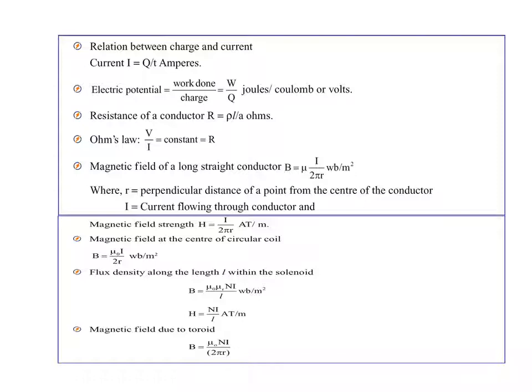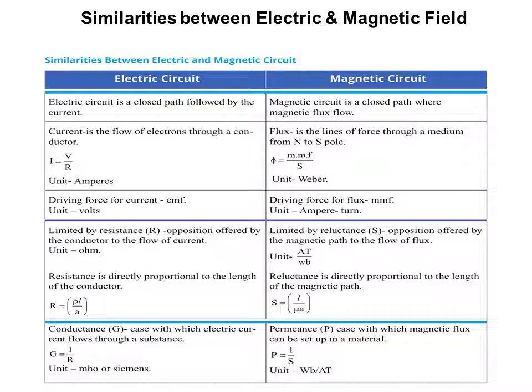Magnetic field of a long straight conductor, B is equal to mu I upon 2 pi R. Magnetic field strength H is given by I upon 2 pi R. Magnetic field at the center of a coil is given by this formula. Similarly, we can get flux density and magnetic field strength by interchanging the parameters. Now let's see similarities between electric and magnetic field.